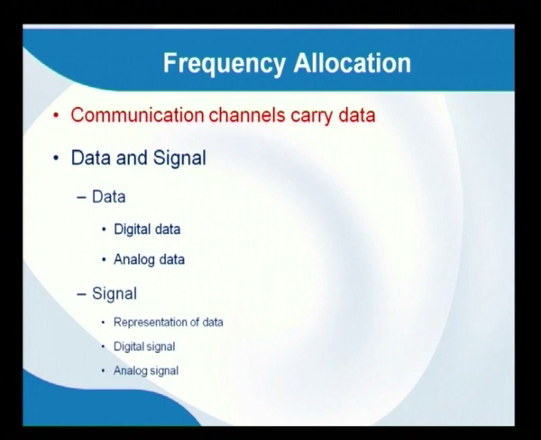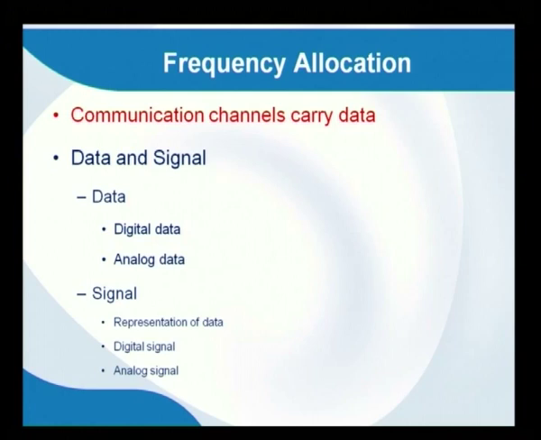The fact is that the communication channel carries the data. So before allocating the frequency, we should know what data is. So data is divided into two types, digital data and analog data. Digital data is nothing but zeros and ones used in our computers or mobile phones. We have two types of signal, digital signal and analog signal. Signal is nothing but the representation of data.